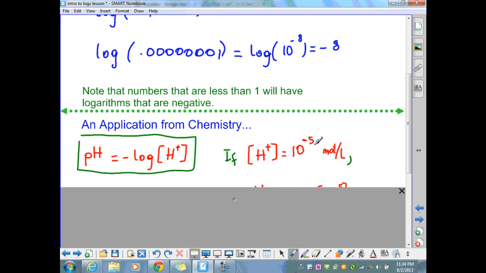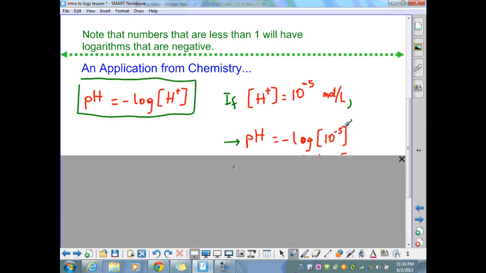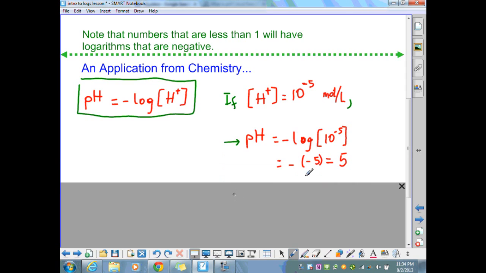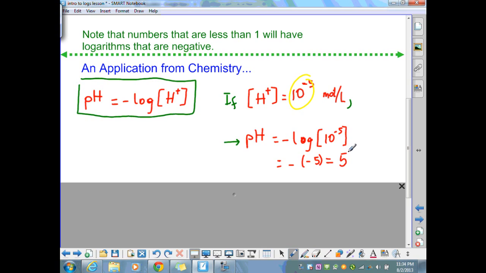And notice 10 to the negative 5 is a number perhaps not so user-friendly, but look at the output. When you plug that into the pH formula, you have negative log of 10 to the negative 5, and log of 10 to the negative 5 is, based on the examples we've done, simply negative 5, right? But then there's another negative in front in this formula, so you'll have negative of negative 5. The answer is 5. So instead of dealing with something that doesn't look so friendly, like 10 to the negative 5, they have converted this to a number that is much easier to work with, simply 5.